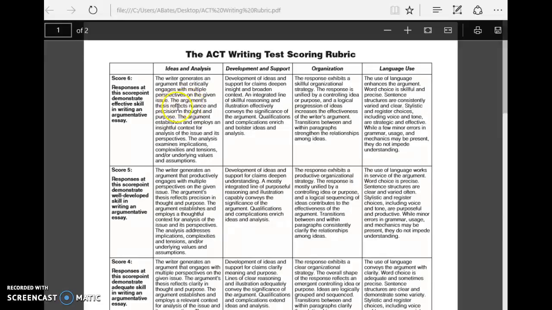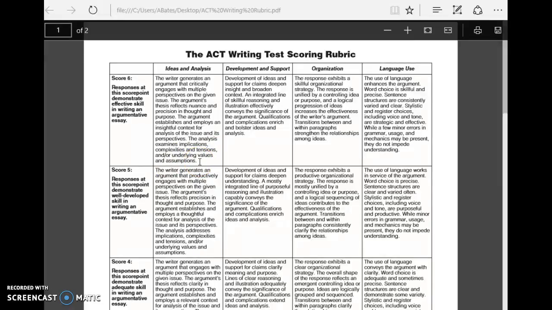The argument's thesis reflects nuance, which means it shows how there's lots of different sides to the issue, and precision in thought and purpose. The argument establishes and employs an insightful context for analysis of the issue and its perspectives. The analysis examines implications, complexities, and tensions, and/or underlying values or assumptions. Okay, that's a lot of fancy words.